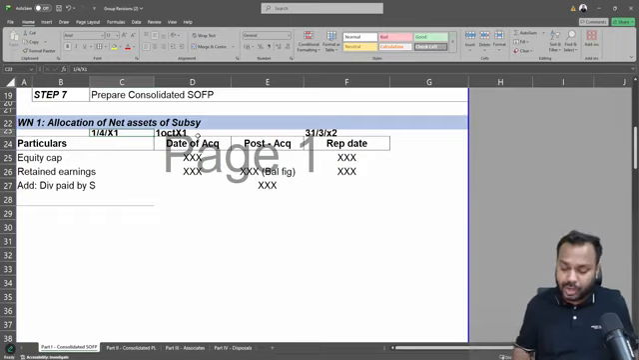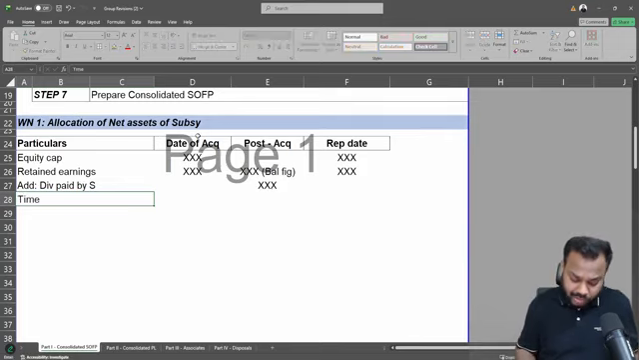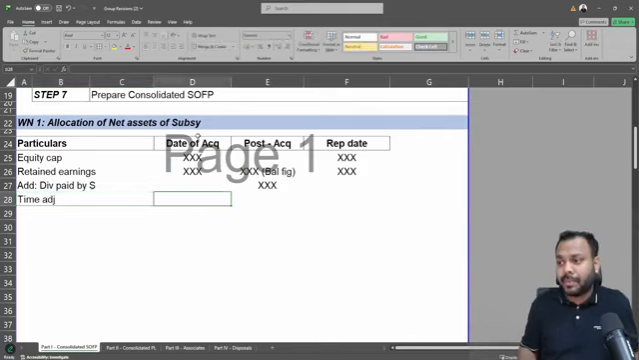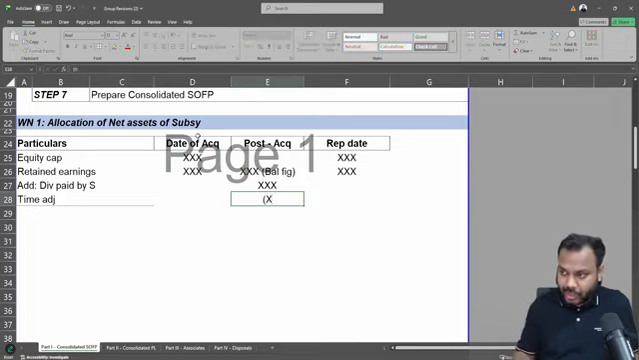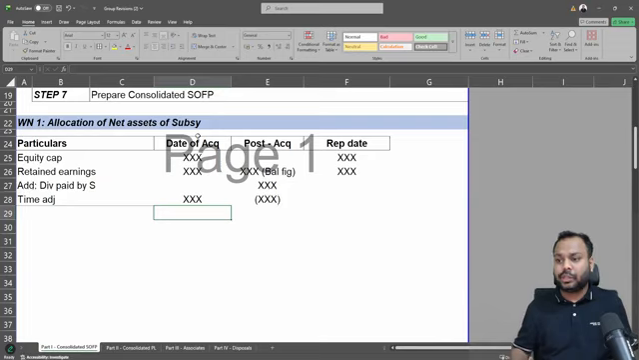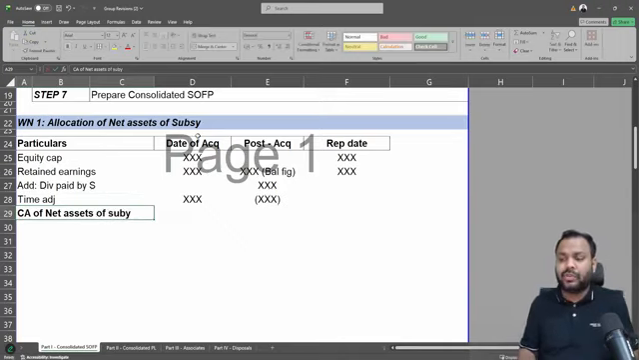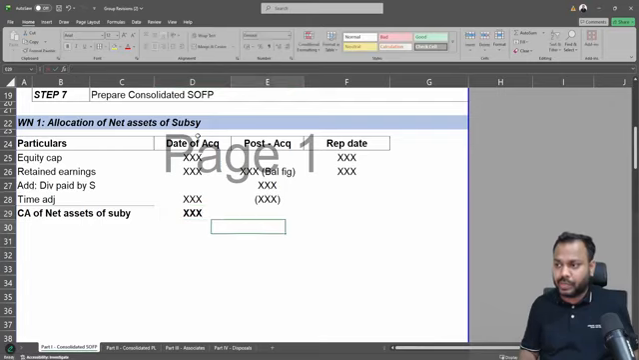Now what you have to do is some time adjustments. Basically, I'm trying to say, if it's a mid-year acquisition, then you have to do a time adjustment here. So from here you have to remove, and from here you have to add. This will give you the carrying amount of net assets of the subsidiary.